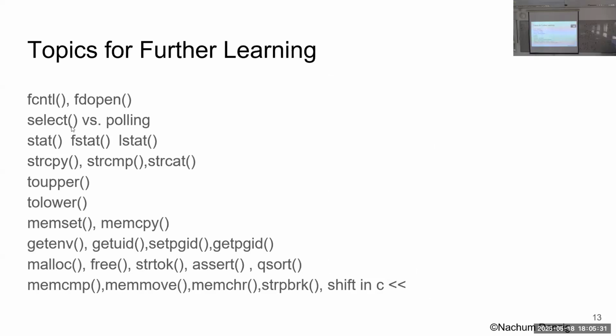Topics for further learning. In other words, things that I'm not explaining, but I'll tell you which of these things you do have to know for the exam. You don't have to know these ones: fcntl, fdopen, select, or poll. But you should know strcpy, strcmp, and strcat. You probably saw them already in your other class, introduction to computer science.